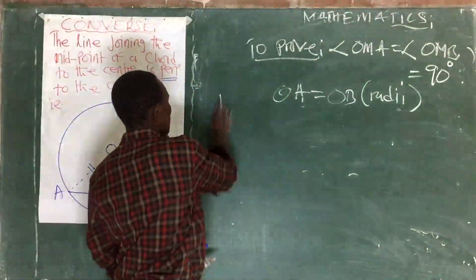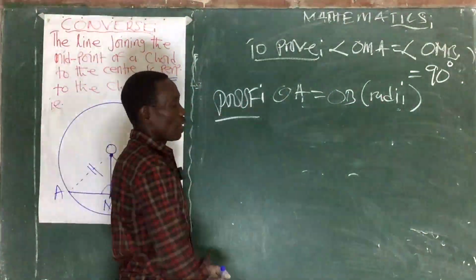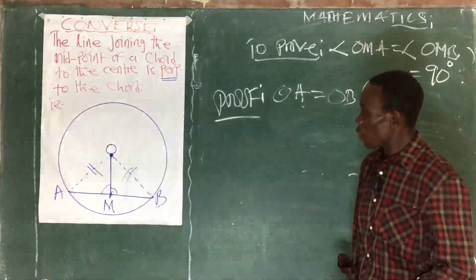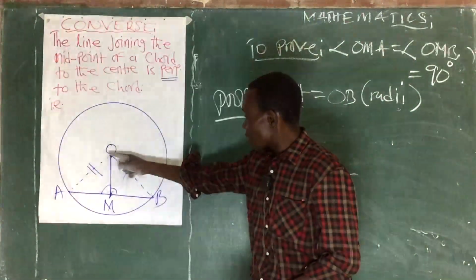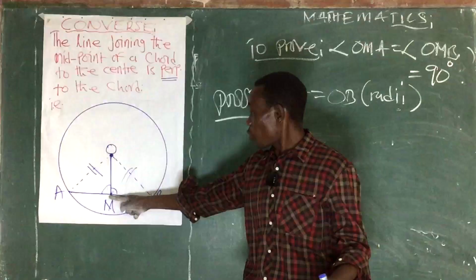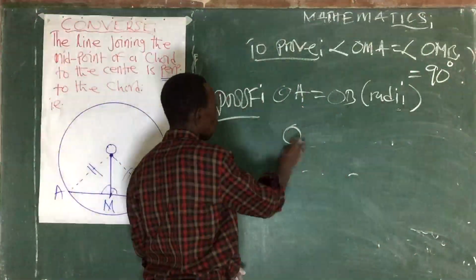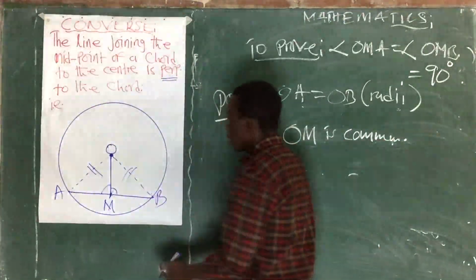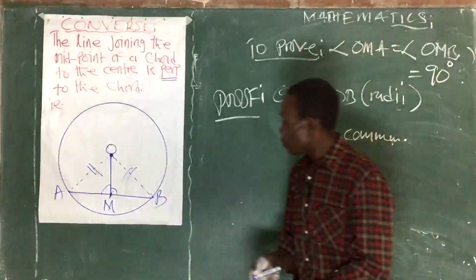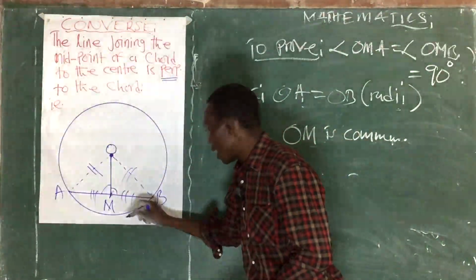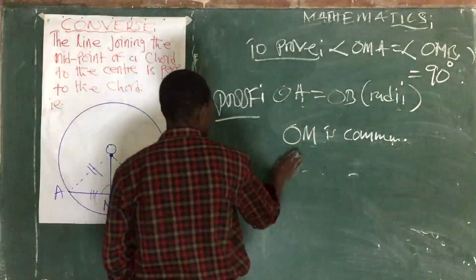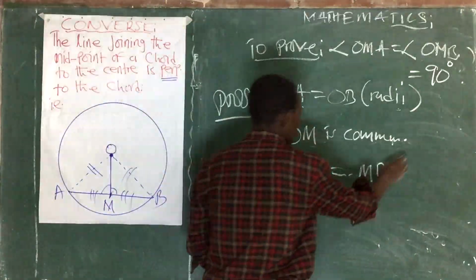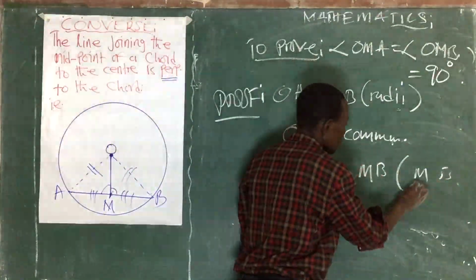As I mentioned earlier in the proof. Right. If I've shown OA is equal to OB, then what else do I have? I would also be able to realize that the side OM is common. You can also write it that way: side OM is common. Then after, what do you have there? We're also going to realize that this side here is equal to this side there. That is, side AM is equal to side MB. Why? We are told that M is the midpoint.